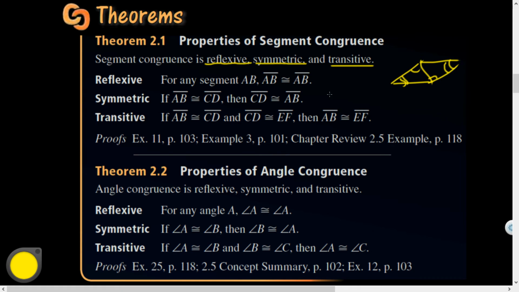Symmetric property of congruence. If A equals B, then B equals A. Also true for congruence with segments. And then the transitive property. You've seen all these before. It's the same reflexive, symmetric, and transitive. It applies for segments as well as angles. I don't think you necessarily have to write these down. Like I said, these are in your book. It's the same exact idea, except instead of applying it to equality, we'll just write reflexive property of congruence, right?